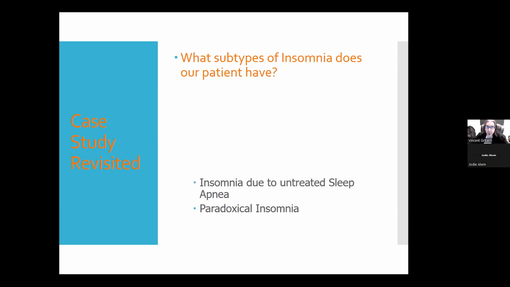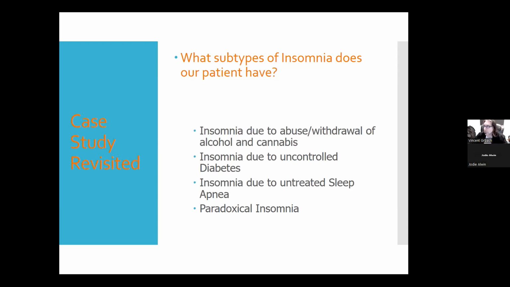This patient has some degree of insomnia due to untreated sleep apnea. She has insomnia due to uncontrolled diabetes and her frequent nocturia. She has insomnia due to abuse or withdrawal of alcohol and cannabis. I will tell you, some of the most difficult to treat patients are people who are in recovery from alcohol addiction. If somebody has been drinking for 5, 10, 15 years in order to fall asleep, some of them never recover their ability to sleep normally again.